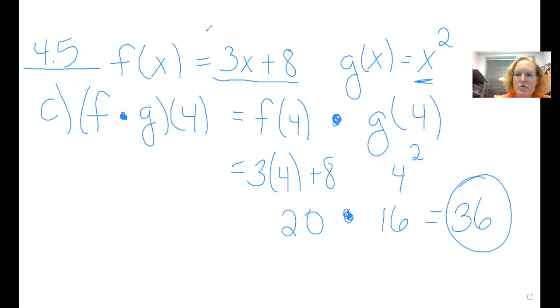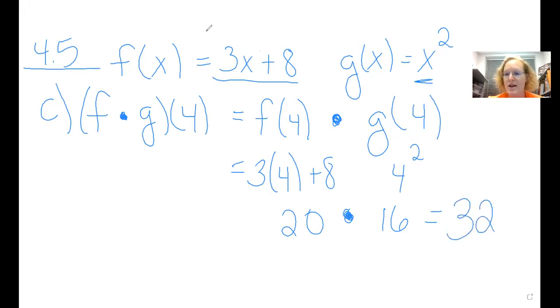Oop, that doesn't look like a closed circle to me. There we go. Let's close that in. But then when you get to this final answer, 20 times 16 is not even close to 36. In fact, it's late and I'm old and I'm tired, so I'm going to double check it on my calculator. So 20 times 16 would be 320 for my answer.